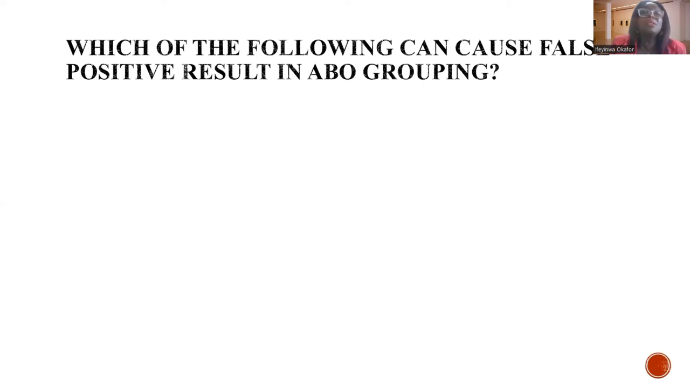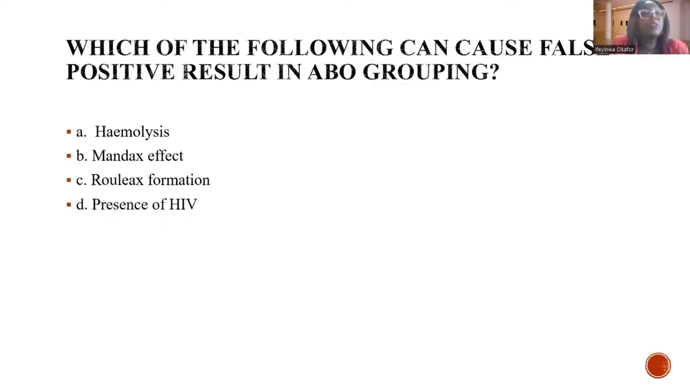Which of the following can cause false positive result in ABO grouping? We have hemolysis, Mendes effects, rouleaux formation, presence of HIV. Answer is C. Rouleaux formation can actually cause false positive result. If you are not able to distinguish rouleaux formation from true agglutination, it can give you what? False positive results.